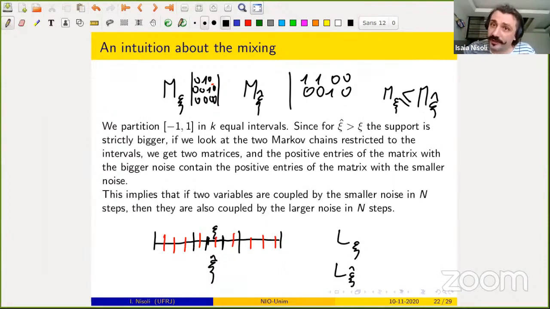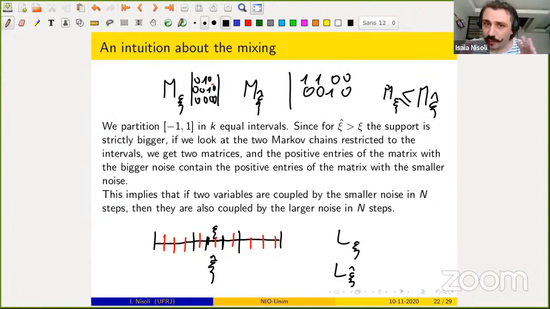And this means that if two variables are coupled by this system, so if you have a time n when, whatever you start with, two random variables governed by LXC end up at time n inside the same state, then this is true also for MXC hat. This just follows from the fact that the support of the big noise contains the support of the small noise. So if MXC mixes in n steps, then MXC hat with the bigger noise also mixes in n steps.